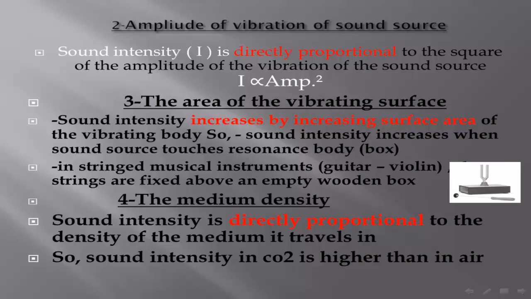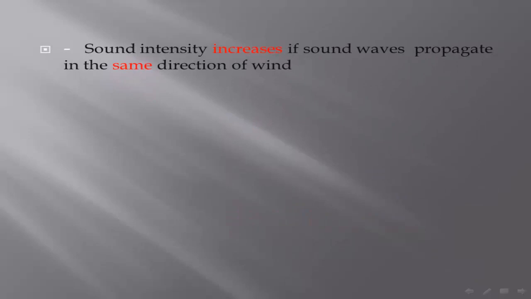Okay. Number 4, the medium density. There is a direct proportion between density of medium and sound intensity. If we have two media like carbon dioxide and air, carbon dioxide is higher in medium density than air. So sound intensity in carbon dioxide is higher than in air, and this is a famous give-reason question. Give reason: due to the medium density in carbon dioxide being higher than air. Excellent.